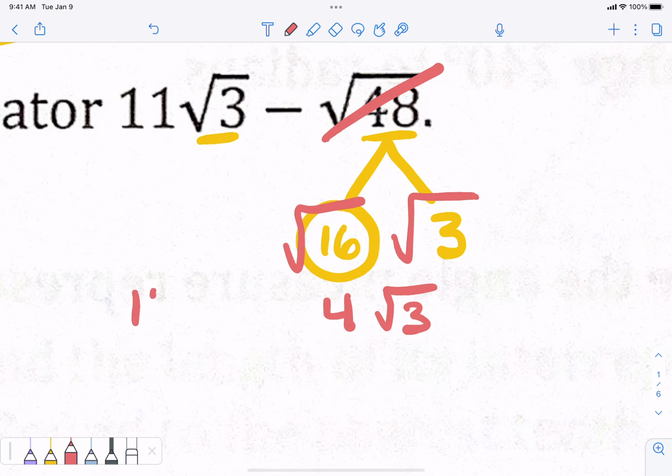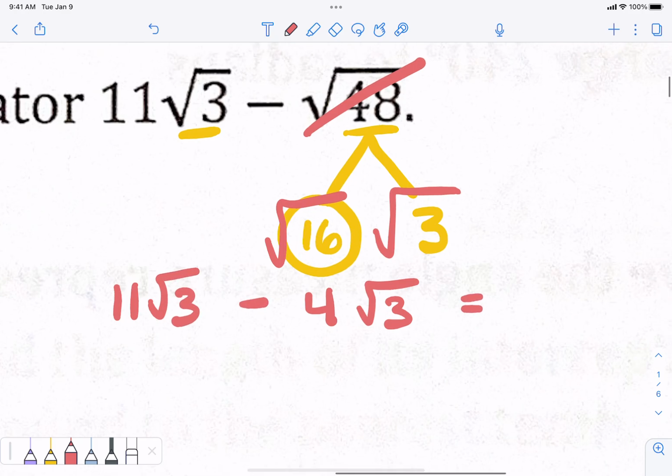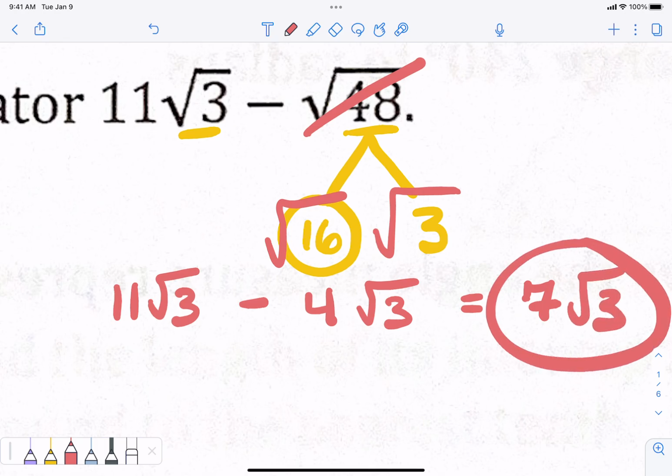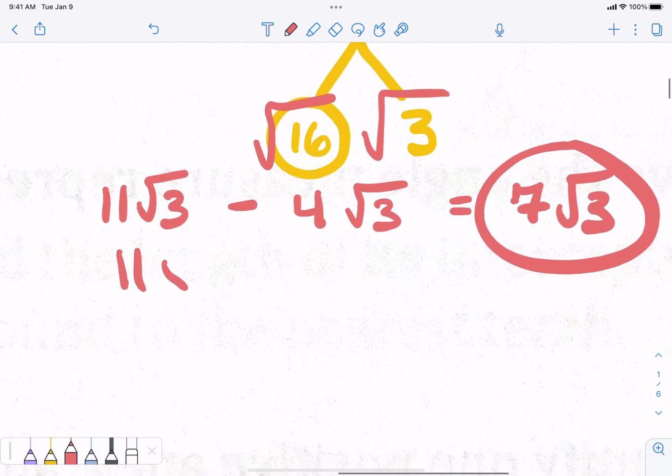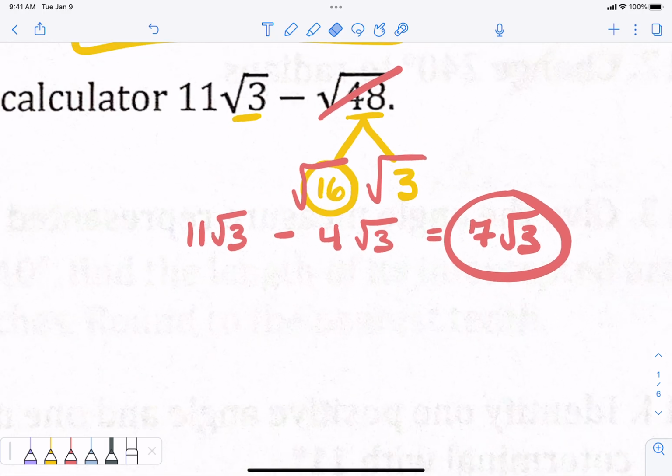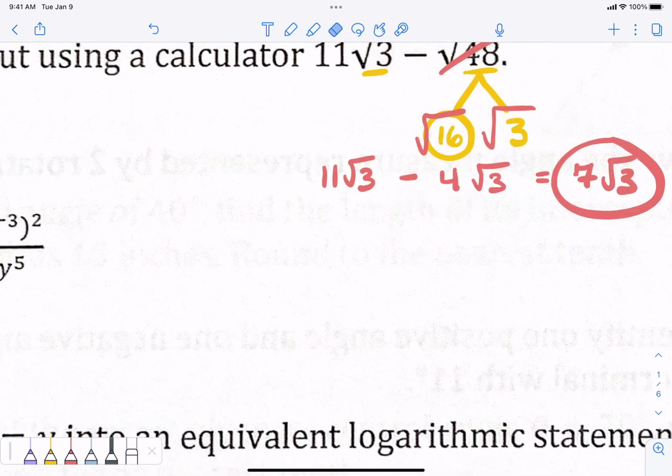So we have 11 square roots of 3 minus 4 square roots of 3, which is 7 square roots of 3. It still has square roots of 3 on it. Think of this as 11x minus 4x. You're not subtracting the x off, right? It's still 7x. It still has an x on the end, right? Okay. So 7 square roots of 3. Happy with that? Yeah.